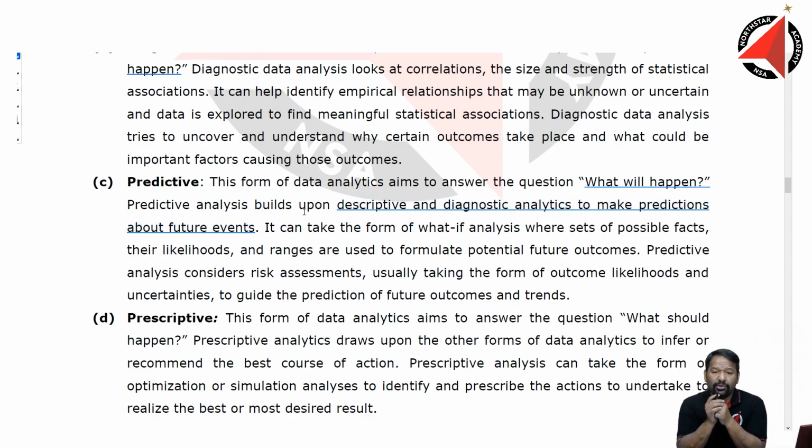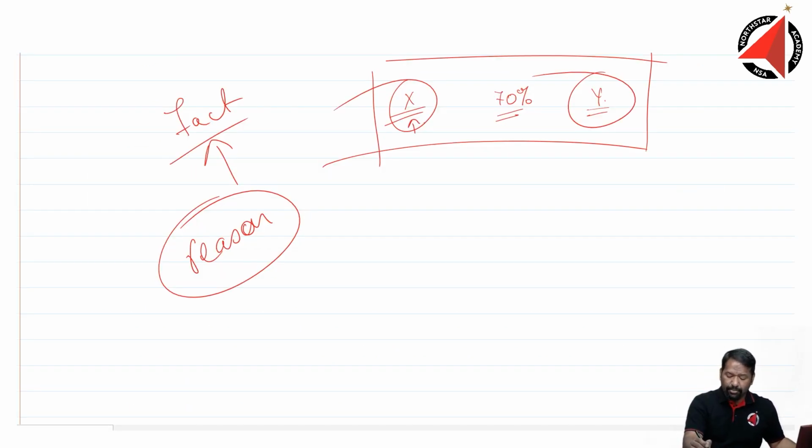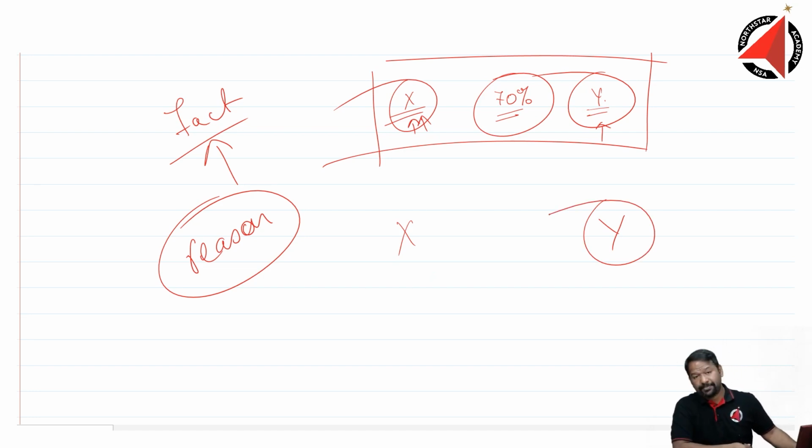So once we have looked into what had happened, and why it happened, we want to understand what will happen in the future so that we are ready. So now that we understood that anybody who has bought X has a 70% chance of also buying Y, if I want to increase the sales of X, I must ensure that I also increase the inventory of Y.